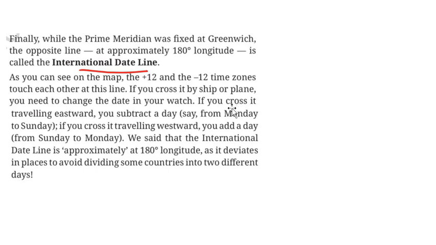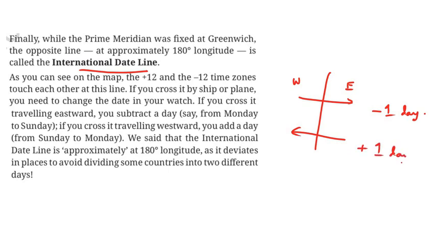Now, if we cross it by ship or plane, we need to change the date on your watch. If we cross it eastward, then we have to subtract 1 day. Okay, say from Monday we have to go to Sunday, and if we are traveling westward, then we have to add 1 day. Fine. And remember, it deviates at different places so as to avoid dividing some countries into 2 different days.